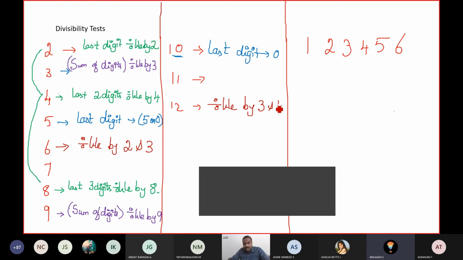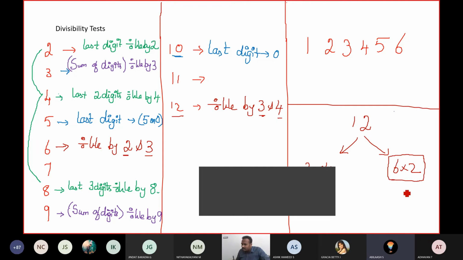But here's my question. Why did we choose the numbers 2 and 3 for 6, and 3 and 4 for 12? So 2 into 3 is 6 and 3 into 4 is 12. Simple. But here's my other question. If you took 12, you can write it as 3 into 4, or else you could have written it as 6 into 2 also, right? But why did we not take this as the divisibility rule? So 6 itself doesn't have a divisibility test.